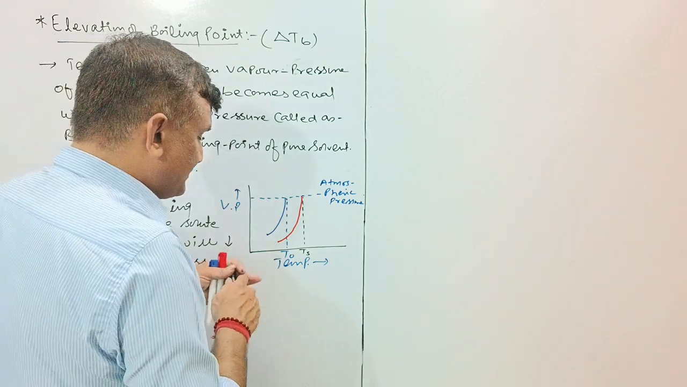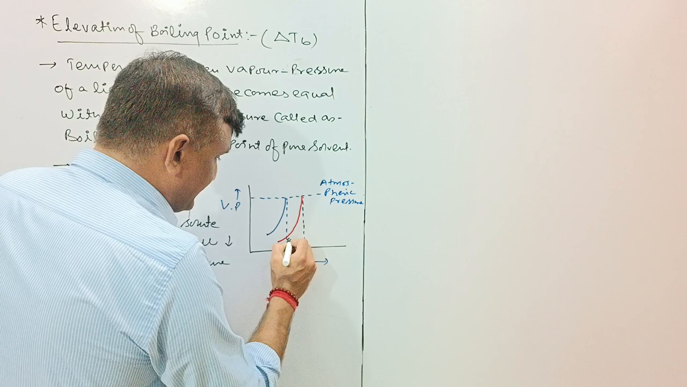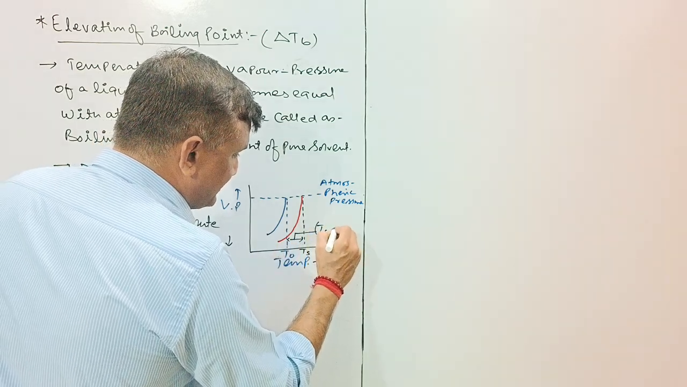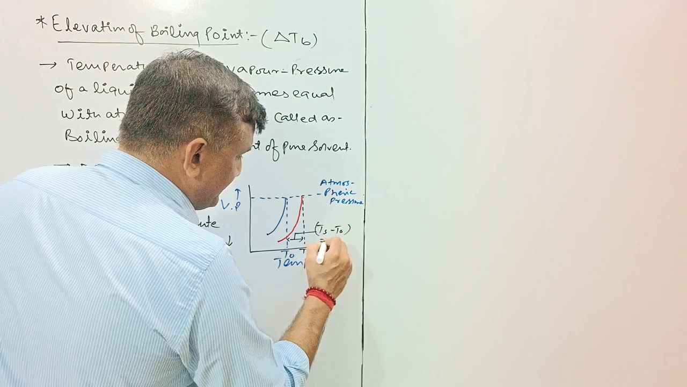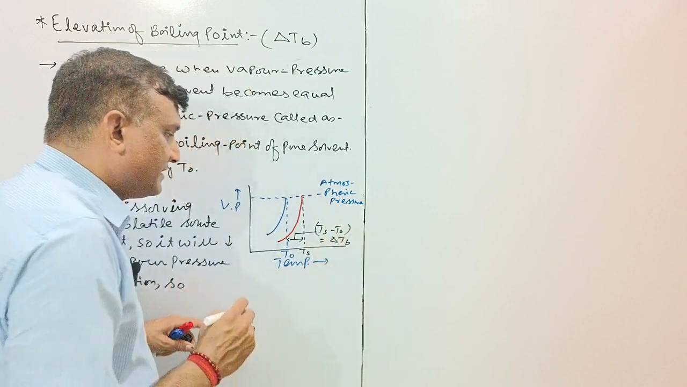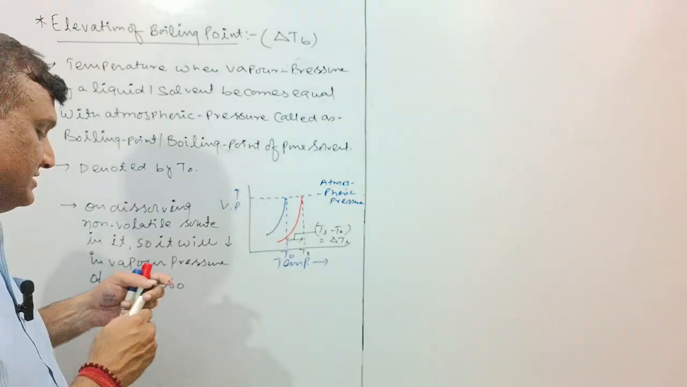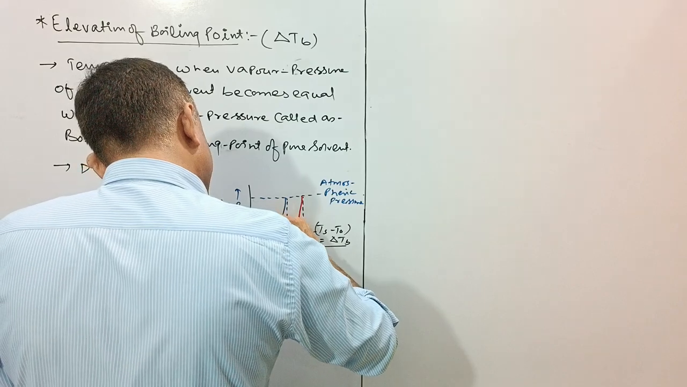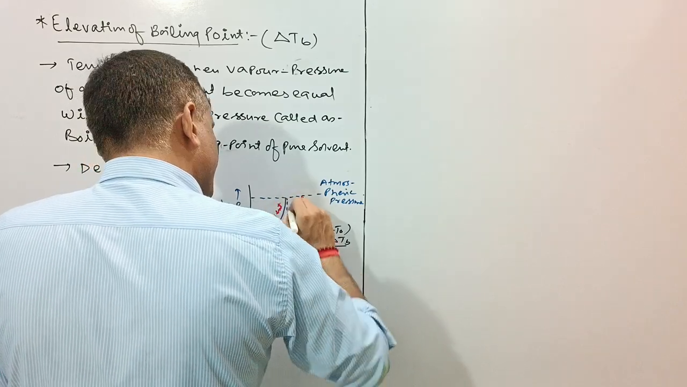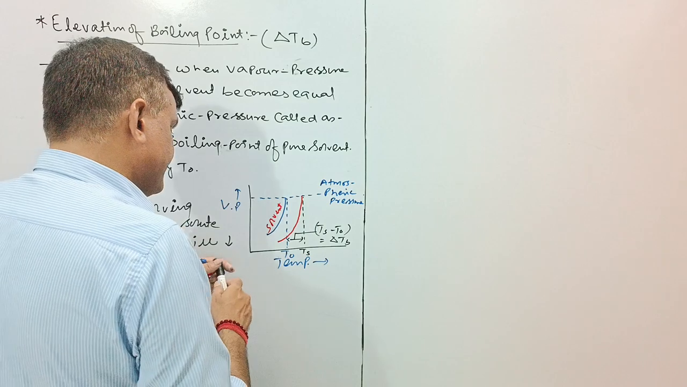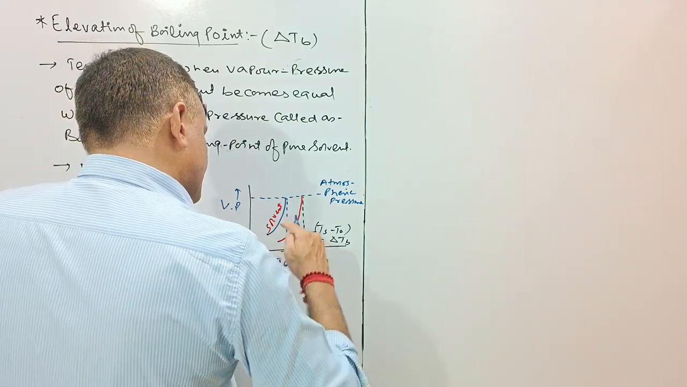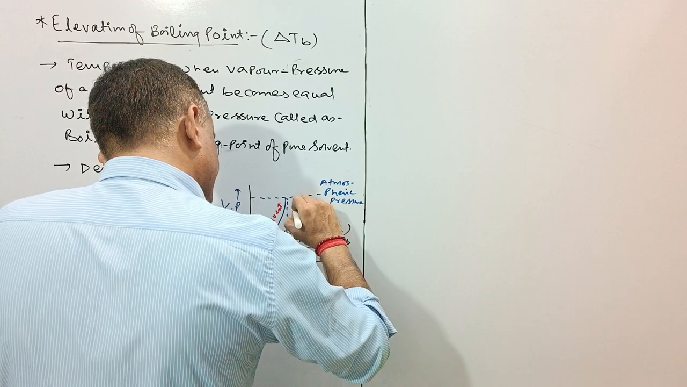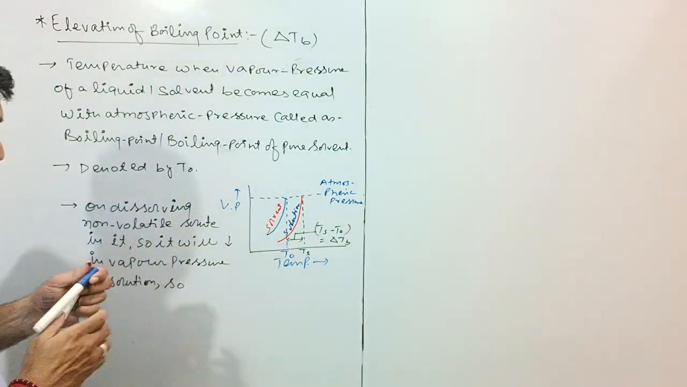is called, this is the difference. It is denoted by TS minus T naught. This will be delta TB, the elevation of boiling point. This is for the solvent, and this is for the solution. So these are the two graphs.